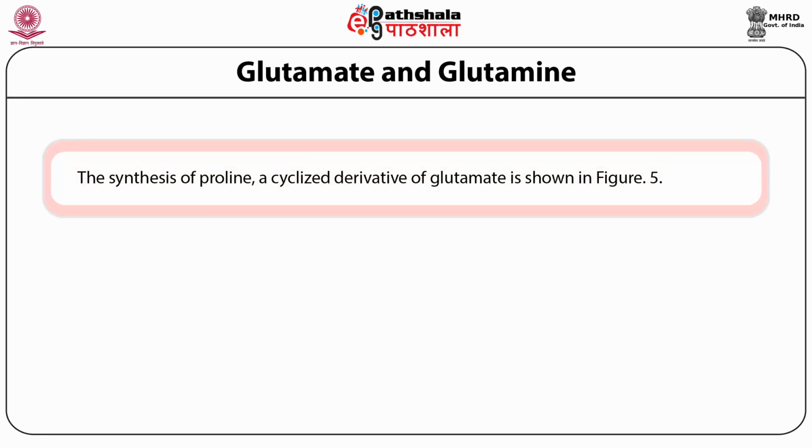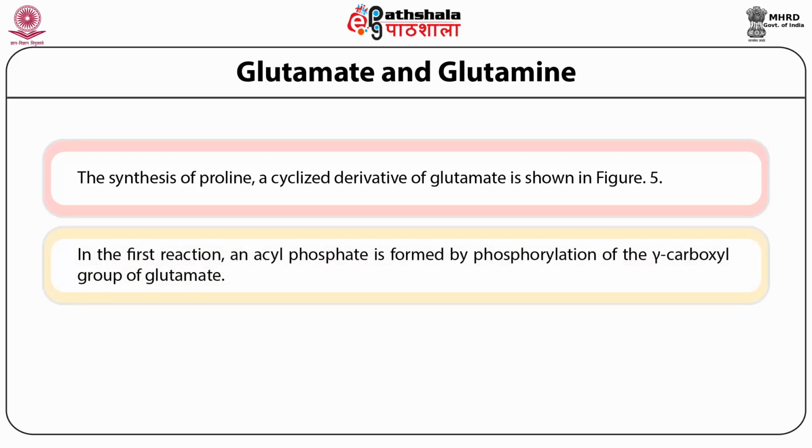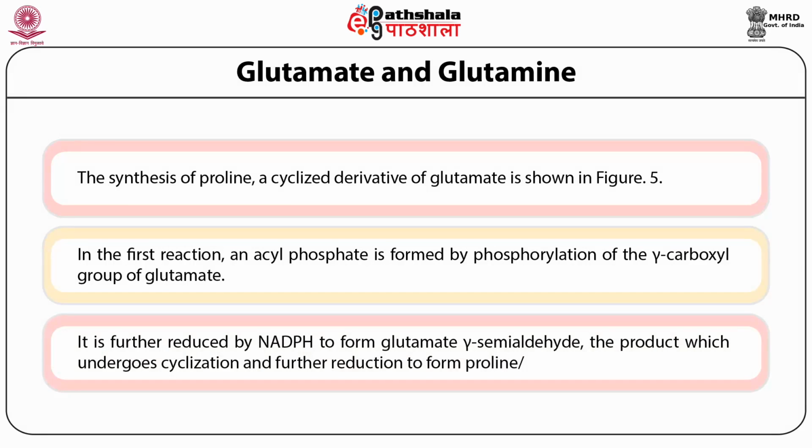The synthesis of proline, a cyclic derivative of glutamate, is shown in the figure. In the first reaction, an acyl phosphate is formed by phosphorylation of the omega carboxyl group of glutamate. It is further reduced by NADH to form glutamate gamma-semialdehyde, the product which undergoes cyclization and further reduction to form proline.